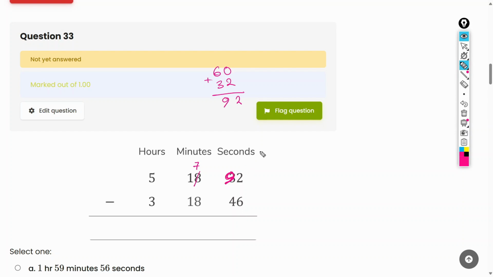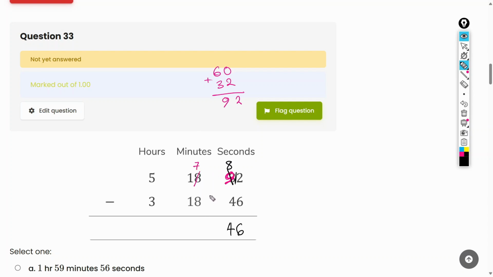So 92 minus 46. 2 minus 6 wouldn't work, so we'll borrow 1 from here. Left with 8, and this is 12. 12 minus 6 is 6. 8 minus 4 is 4. So 46 seconds. Now we come to the minutes place.